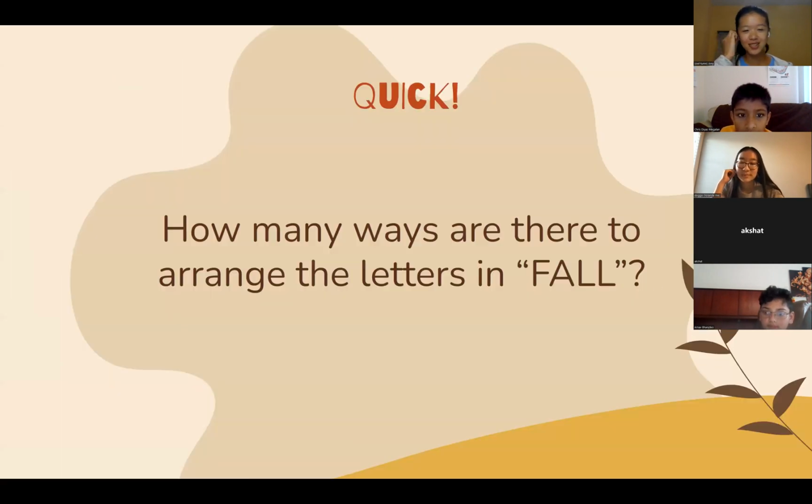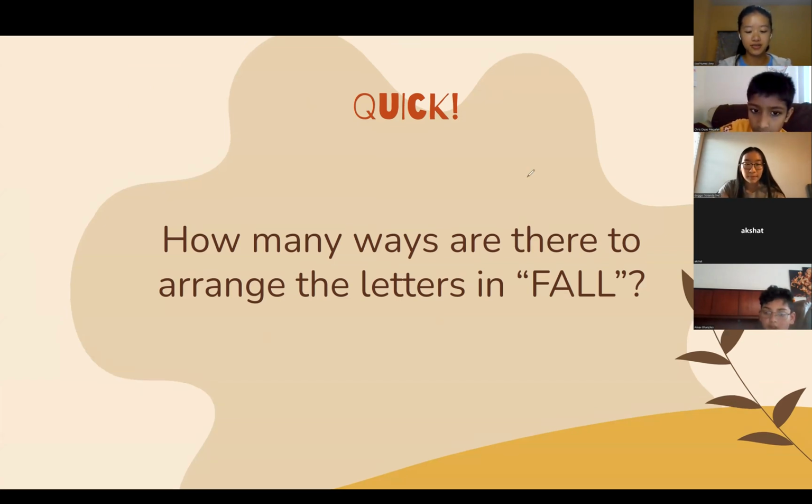Okay, so super quick. This is a quick review from last class. How many ways are there to arrange the letters in the word fall? See if you can remember how to do that.